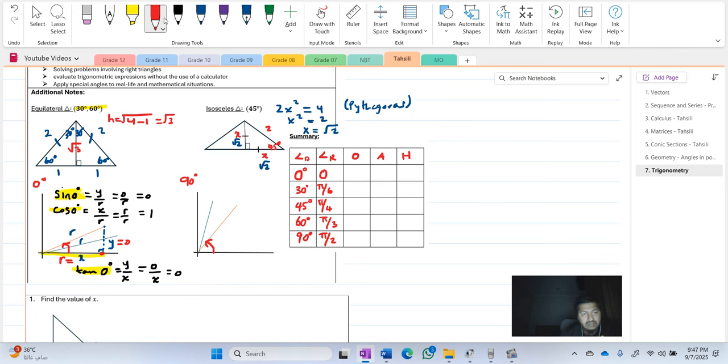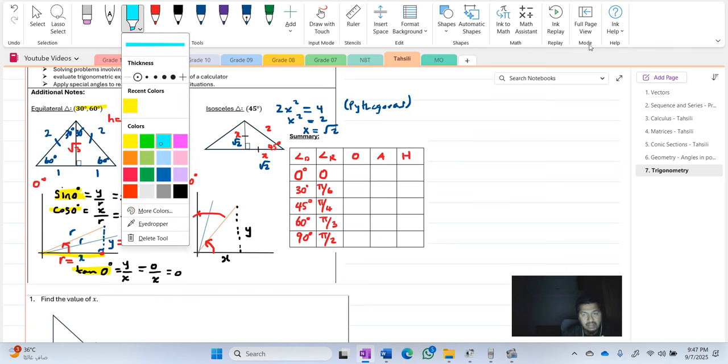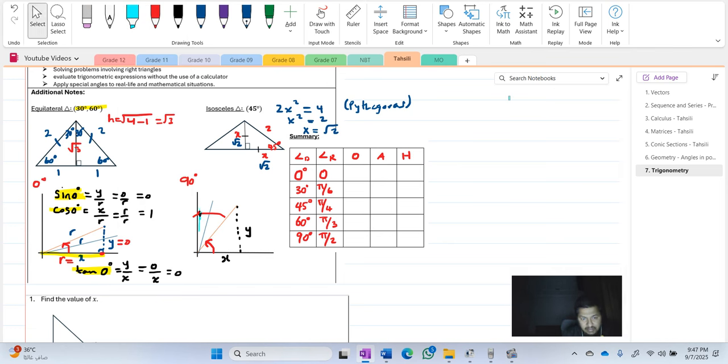So remember, this is y, this is x. Now we are shifting this line right across there. It's a vertical line now. Why do we make it a vertical line? That's how you get the 90-degree angle here, and that's a vertical line.